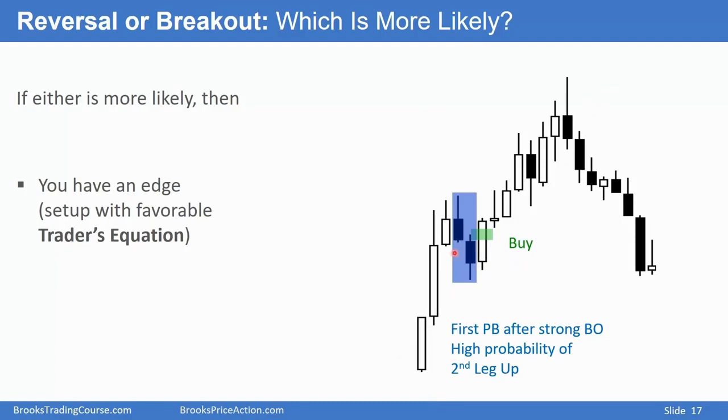Since the probability is high that this failed breakout will fail, in other words, the attempt by the bears to reverse the market will fail, and this will become a bull flag, traders will look to buy. They'll place a buy stop just above the high of this pullback bar, or they may want to buy above a bull bar, so they may buy above the high of this bull bar and enter right there.